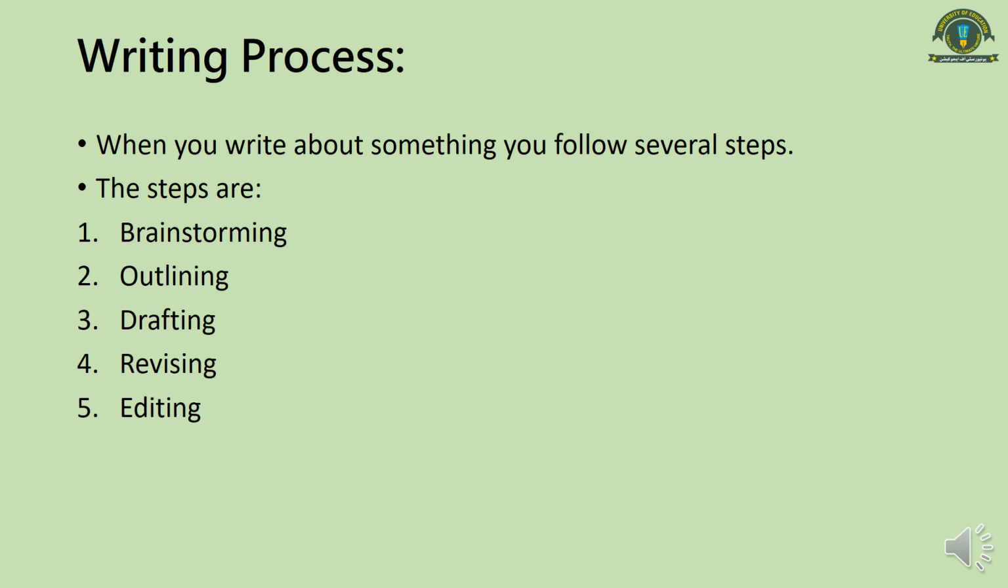Now, coming to the writing process. When you write about something, you follow several steps. And these steps are brainstorming, outlining, drafting, revising, and editing. Remember that our paragraph writing or writing anything at all is incomplete without these processes. We are mistaken because we just start writing as soon as we get the topic. We do not think about it. So these steps should be taken care of.